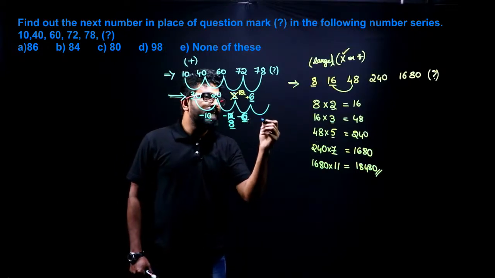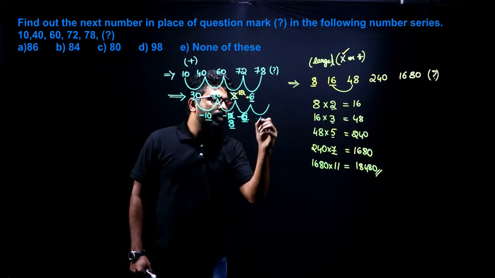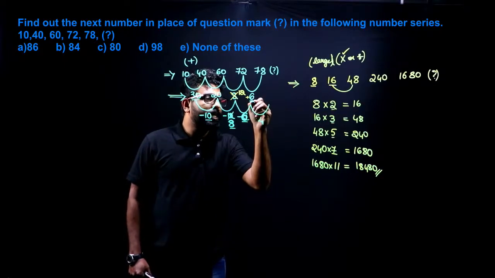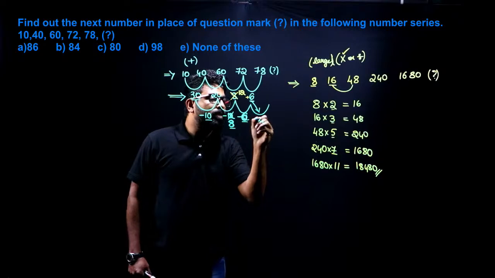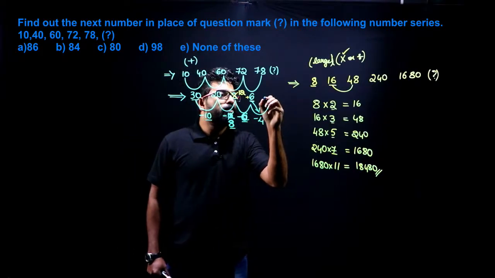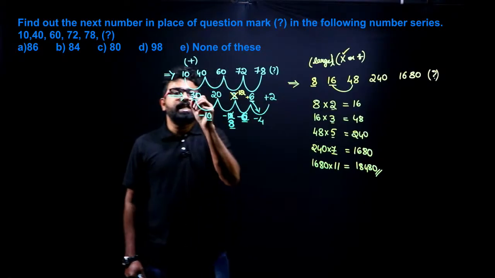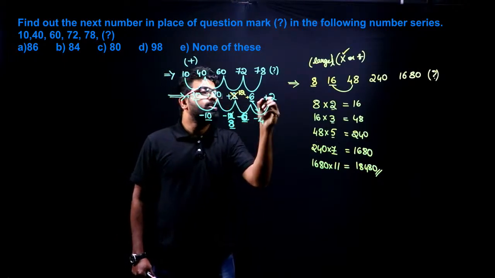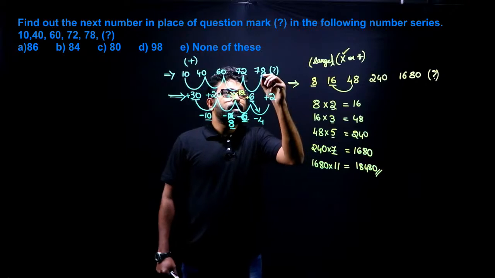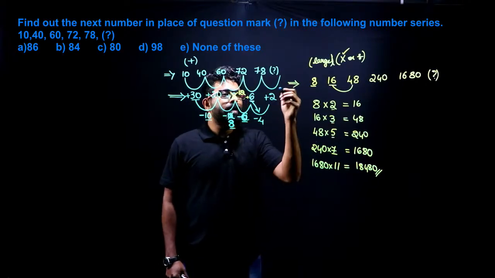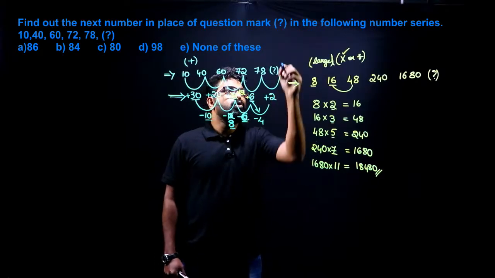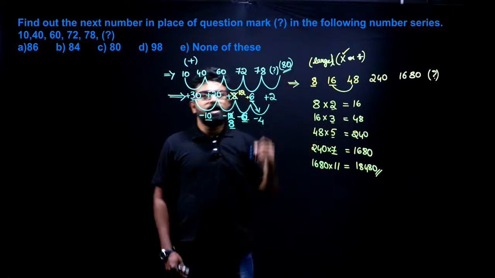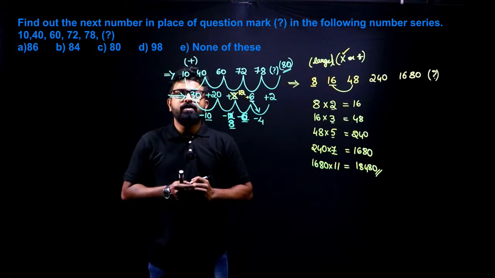So what will be my next even number here? The next even number will be 4. So how do I go from 6 to 4? I need to subtract 2 from 6. My answer here would be plus 4, because in this series everything is addition, since there is increment everywhere. So what would be my next term here? 78 plus 2. So this would be 80. Am I clear with this, people?